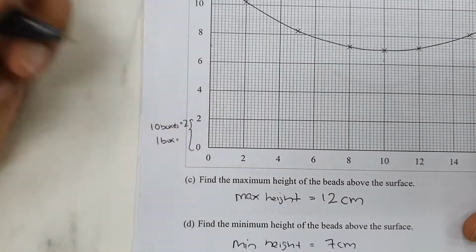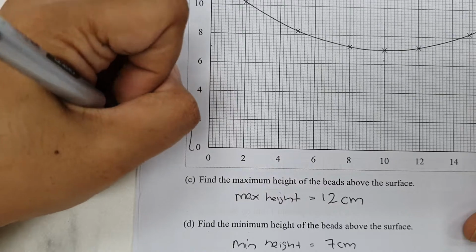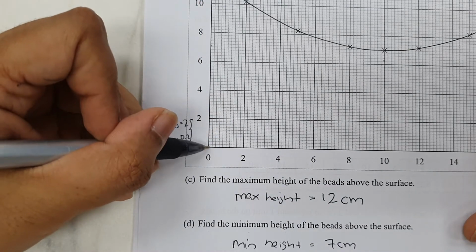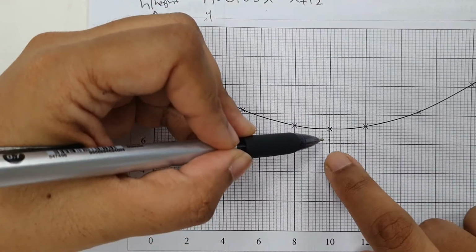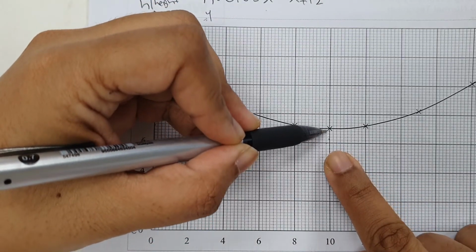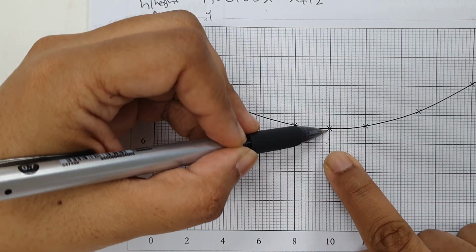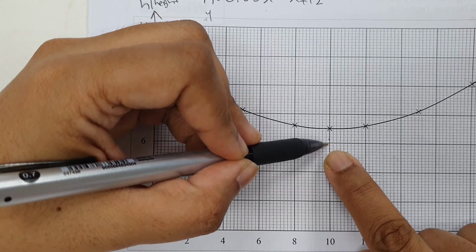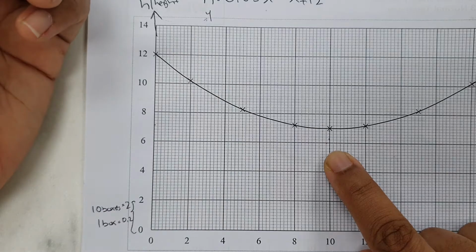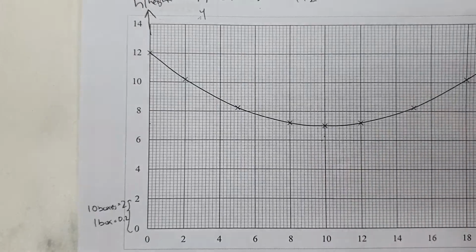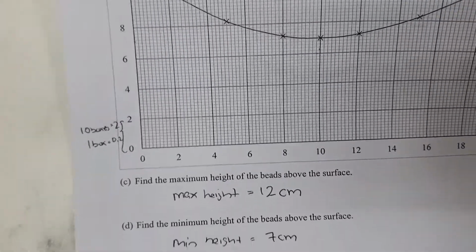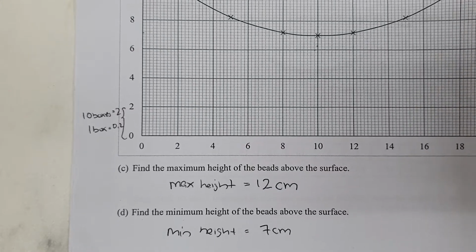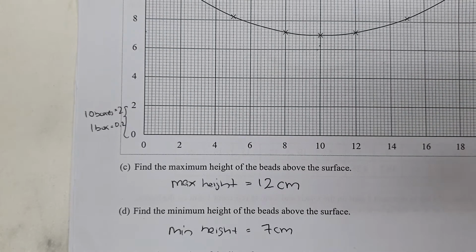So 1 unit has 2 divided by 10, 0.2. So one small box is 0.2. Notice from here all the way up here, there are 5 boxes. So if one box is 0.2 times 5, you get 1 unit. So therefore, minimum height is 7. If you don't understand, please approach me now or raise your hand so I can help you.